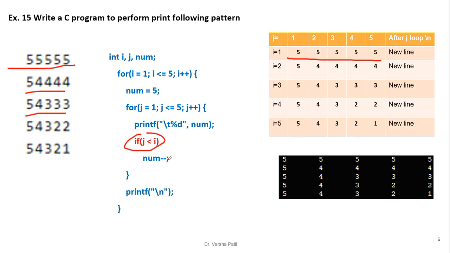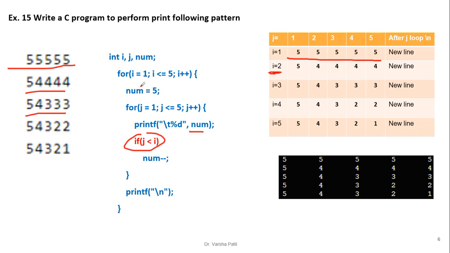So it will never go to number minus minus, so it will always print the number, and the number is assigned 5, so 5 will be printed. Next time i becomes 2. When i becomes 2, out of 1 2 3 4 5 the condition will be satisfied only one time.